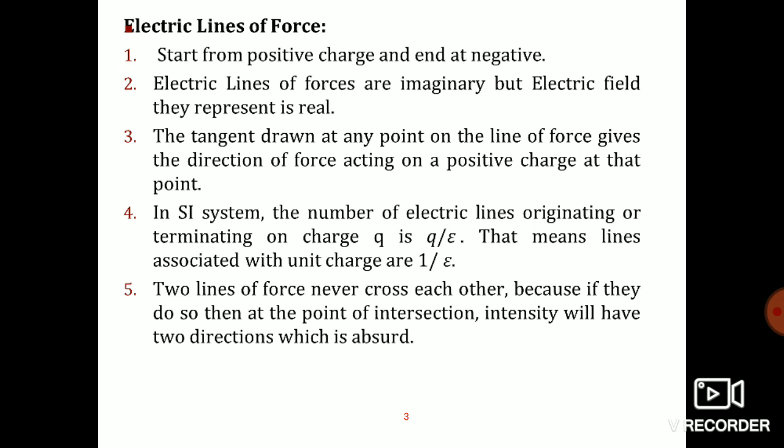They have some particular properties, which are as follows. Number 1, they start from positive charge and end at negative charge. Number 2, the electric lines of force are imaginary, but the electric field they create is real. Number 3, the tangent drawn at any point on the line of force gives the direction of force acting on a positive charge at that point.